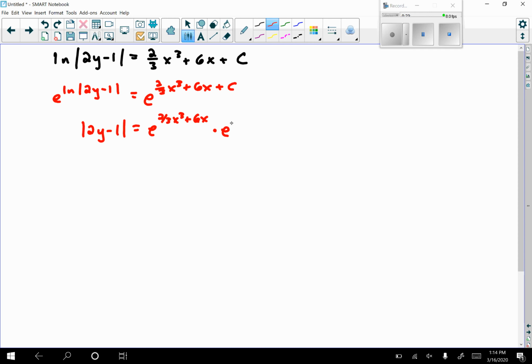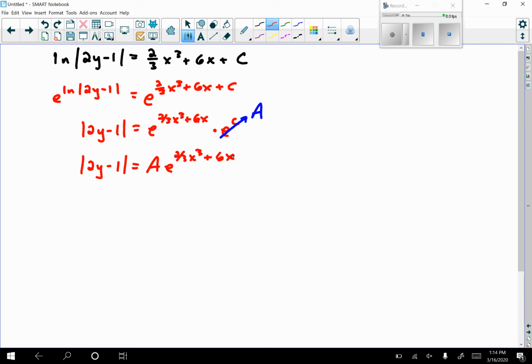Then it's going to be times e to the c, because if we think of this backwards, if we have the same bases, we write the base once and we add the exponents when we're multiplying powers. So now this e to the c, I'm no longer going to use a c, but this is still just a constant. I'm going to call it a. And if you guys recall back to a lot of the exponential investment problems, compounded interest, we have this amount, so it's usually a times e to the rt or kt. So this is where the a is going to come from. So now I have the absolute value of 2y minus 1 is equal to, put that a out in front, e to the 2/3 x cubed plus 6x.